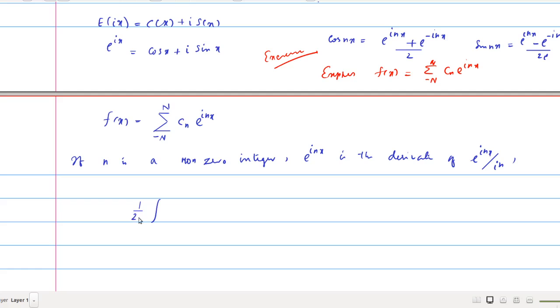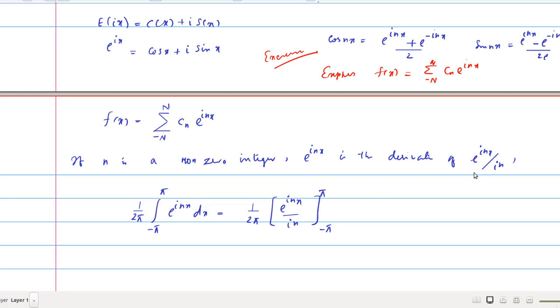1 by 2 pi, integral from minus pi to pi, e power i nx dx. Okay, we know that the integral of this is e raised to i nx by in, because this is the derivative of that. So by integrating, this is 1 by 2 pi, e power i nx by in, from minus pi to pi.